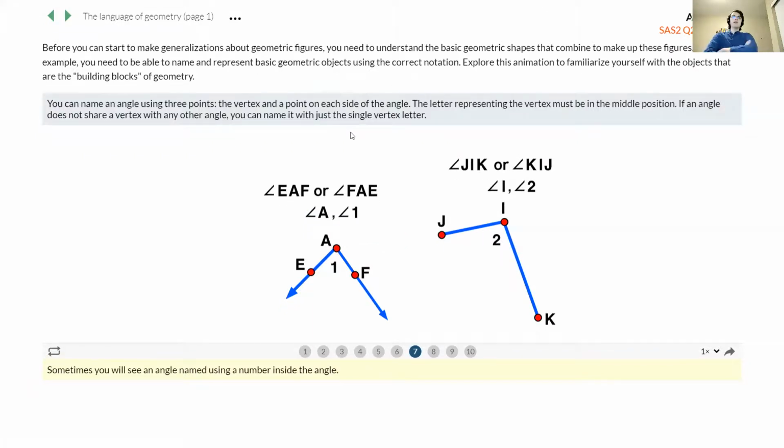In the same way that we can also shorthand name lines with a lowercase letter and planes with a cursive letter, right, and points with a letter, I can shorthand an angle by using a number. So the angle 1 or the angle 2, right? Angles, therefore, have lots of different names, up to 4, if they don't share their vertex with anyone else, right?